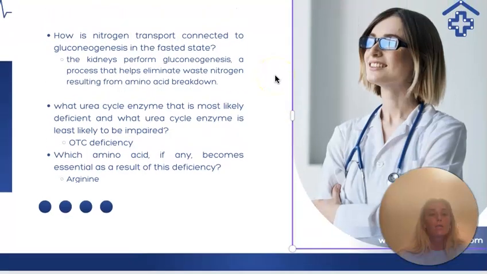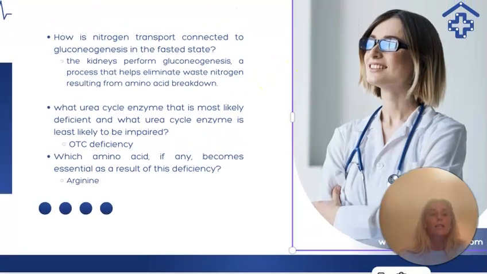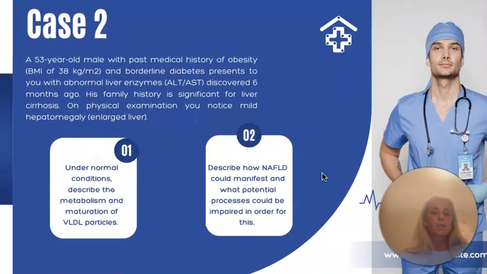So, next question is, which amino acid, if any, becomes essential as a result of this deficiency? OTC deficiency is an X-linked disorder affecting both males and females. It is considered the most common urea cycle disorder, with an incidence of about 1 in 56,000. In OTC deficiency, carbamoyl phosphate builds up and is converted to orotic acid. The urea cycle plays a significant role in synthesizing the non-essential amino acid arginine, which becomes essential in individuals affected by OTC deficiency.